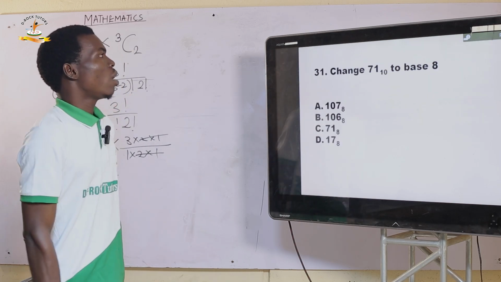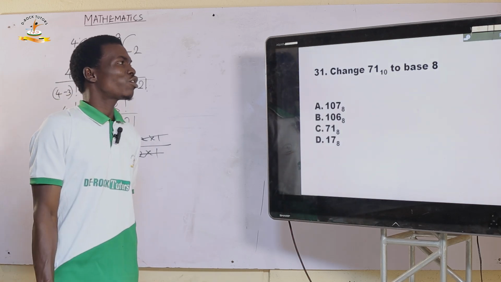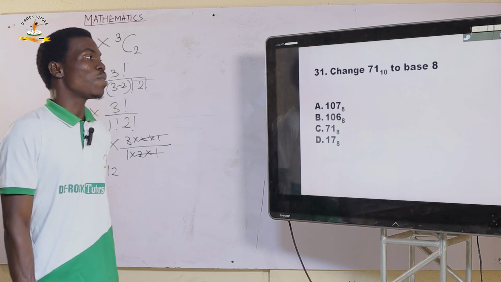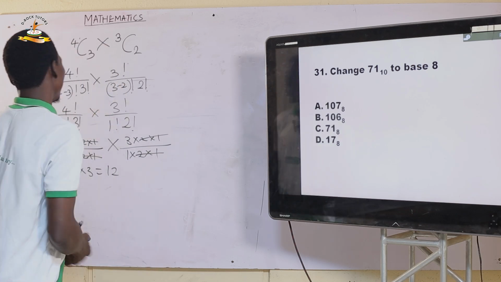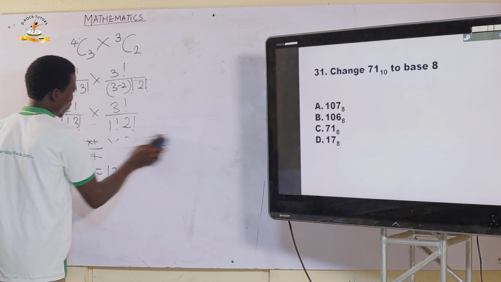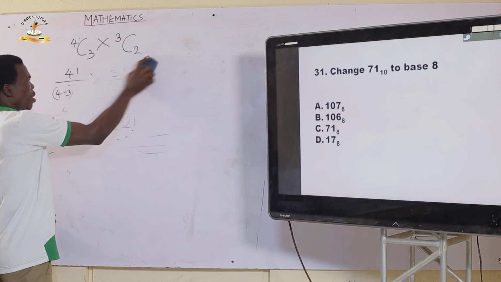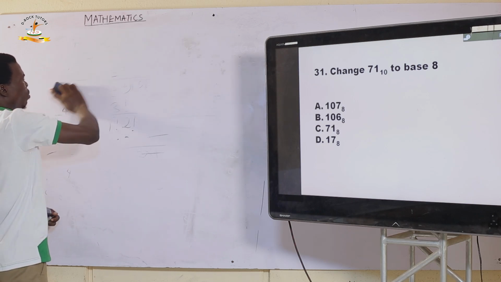Next. Alright, question 31 says change 71 in base 10 to a number in base 8. And not a problem. We've solved a base problem today, and you know how it works. So we simply write out our 71.